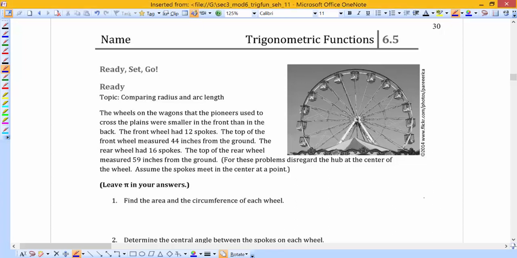6.5 RSG. I'm going to just briefly talk about the ready. It's not something that is super important, but it does make sure you understand the area and circumference of a circle and how you can use the radius and the diameter and the circumference to find different things out about a circle and maybe wear and tear on an actual physical object.